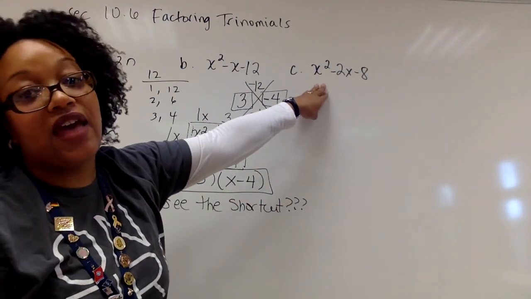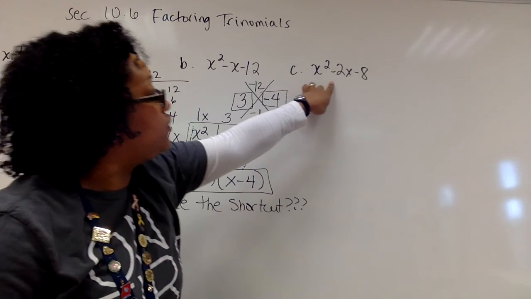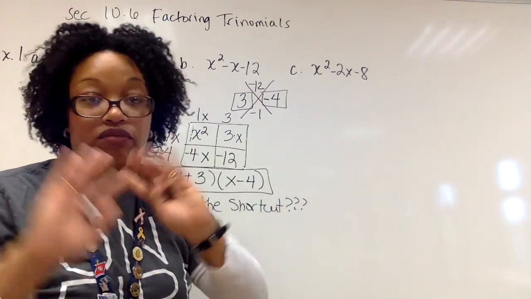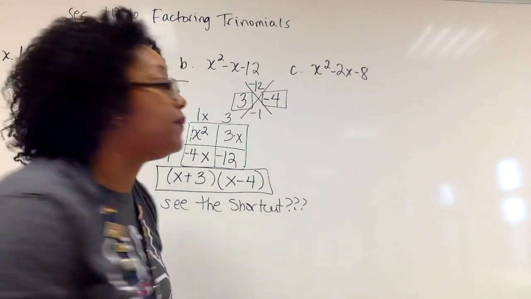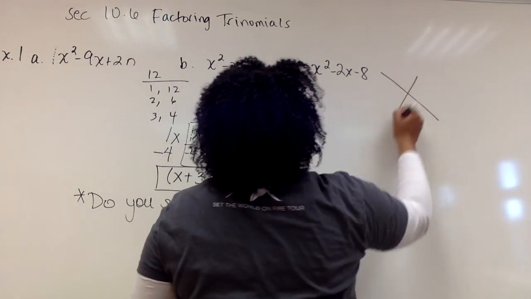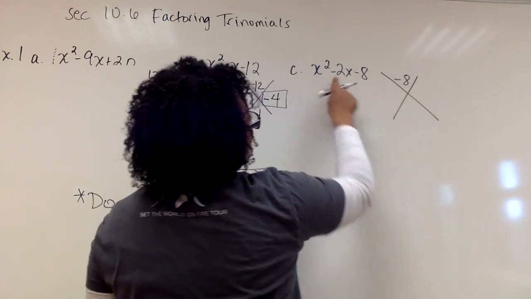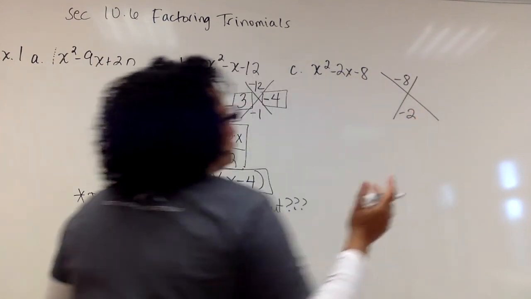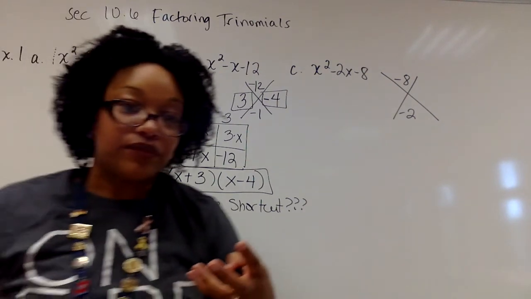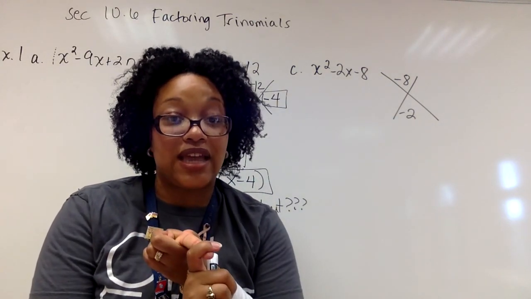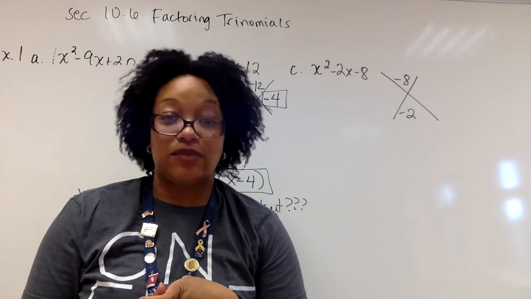Do I have a GCF? Not at this time. You have 1, 2, and 8. The greatest number that goes into all three is just 1, so we don't have to worry about a GCF. Set up your magic X. A times C is -8. My B term is -2. What numbers multiply to get -8 and, when you add or subtract, get -2?